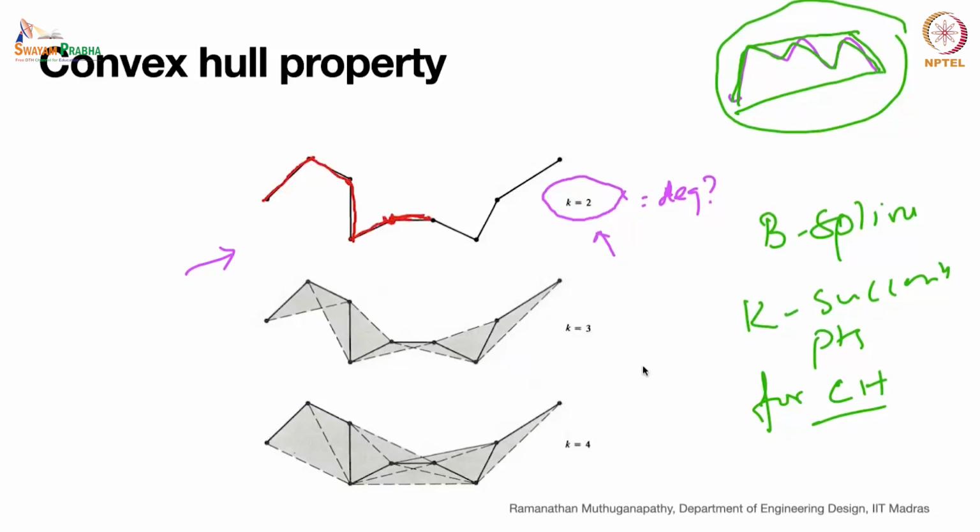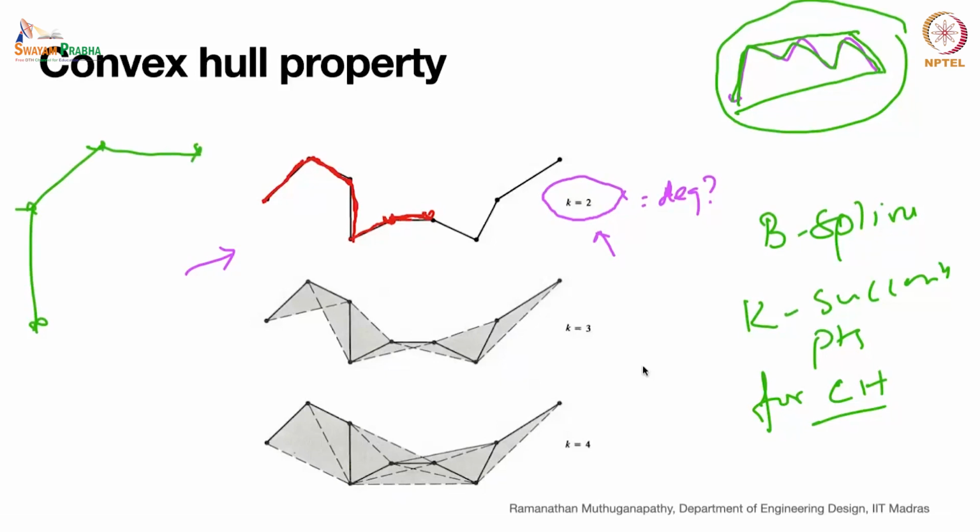So it will keep on. There is one piece that has to lie within this, another piece that has to lie within this, one more piece within this. So what will be the curve now? Maybe let's go to a simpler case. Let's say this is the control polygon. Now this is the first point, second, third, fourth.